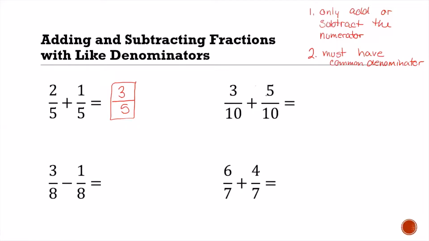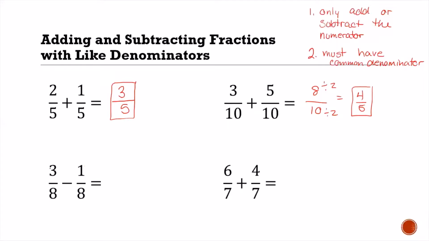3 plus 5 leaves me with 8. I was adding tenths, so 8/10. We need to reduce this, and we can divide both by 2, and that leaves us with 4/5. We look at the next one, 3/8 minus 1/8.